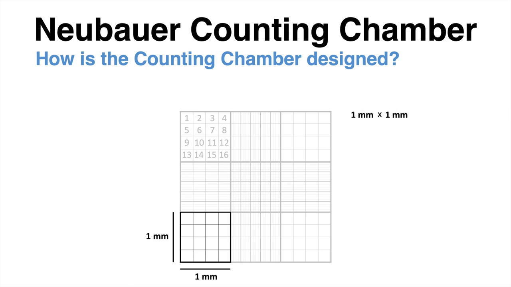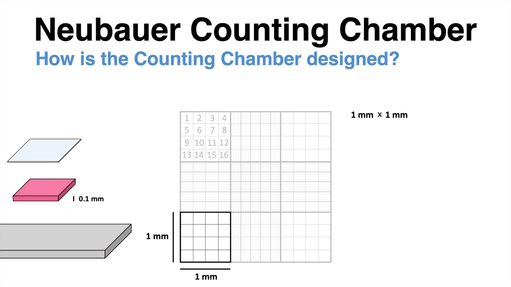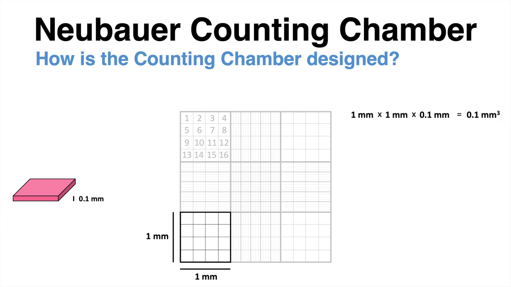Since the 3-dimensional solution is applied onto the slide, the height is also an important parameter to calculate the volume of the sample. In a Neubauer counting chamber, the distance between slide and the cover slip is 0.1 mm. In total, that means one of those 9 squares contains a volume of 0.1 microliter.